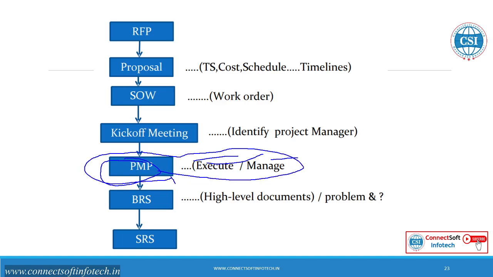Once the PMP is completed, then he writes the BRS, the business requirement specification. This is a high level document that consists of the business requirements. Here the business analyst will be involved to write this document, and after completion of the BRS document, the software development team or solution architecture or development team, they are going to write the SRS document, that is the software requirement specification.